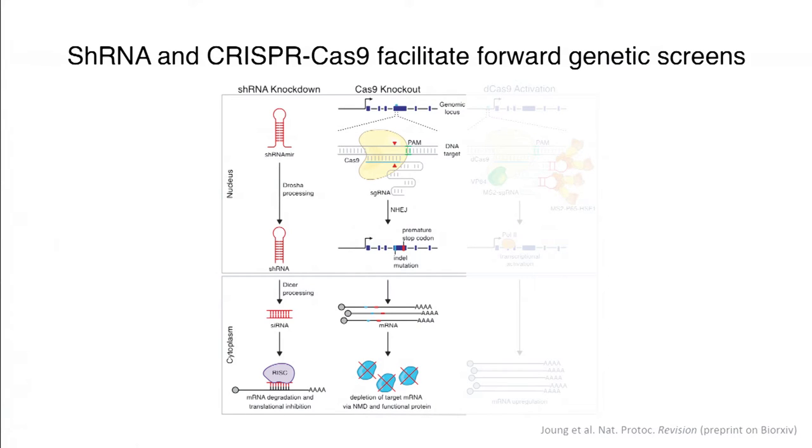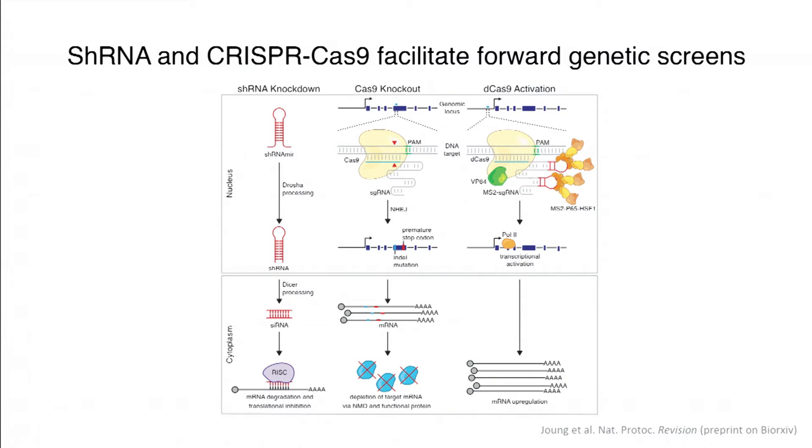For CRISPR-Cas9 knockout, the Cas9 enzyme can bind to a specific target sequence in the genome based on the complementary base pairing of the target sequence in the guide RNA. And once the Cas9 is guided to a specific place in the genome, it will induce a double-stranded break that results mostly through an NHEJ-mediated mutation, an indel that will cause a frame shift in the protein coding sequence, resulting in a premature stop codon and depletion of the functional protein as well as nonsense-mediated decay of the mRNA.